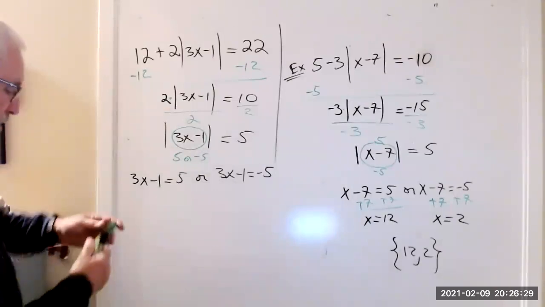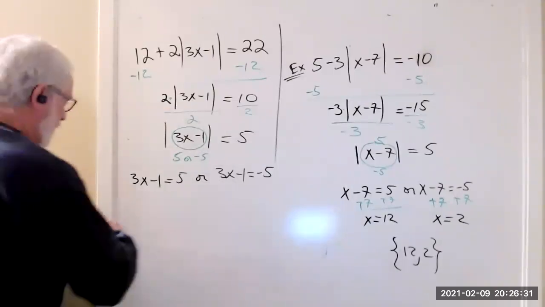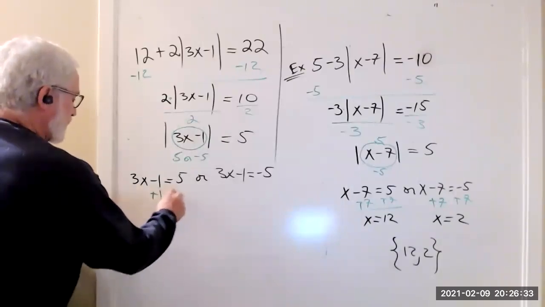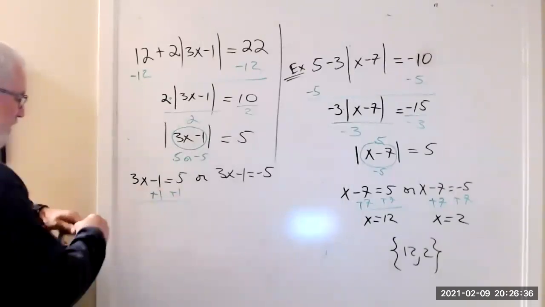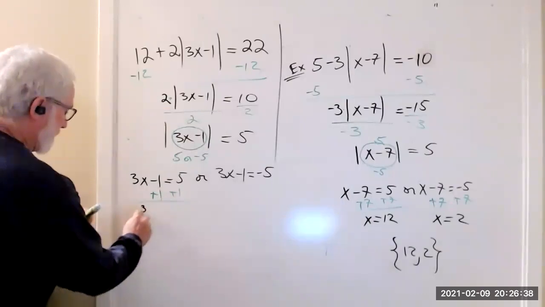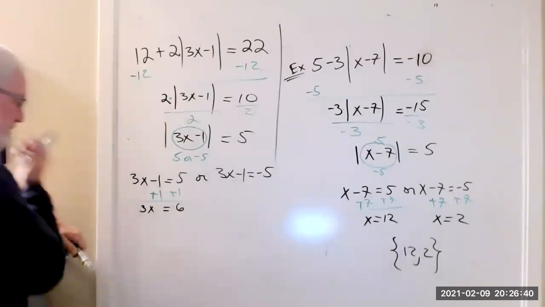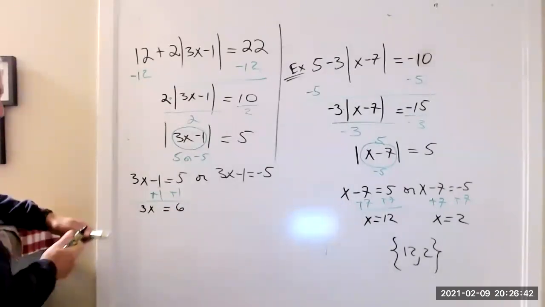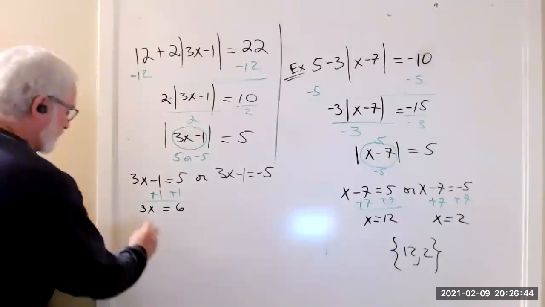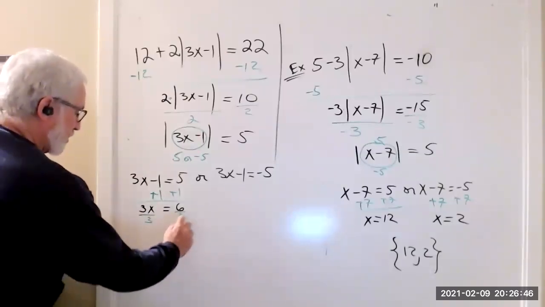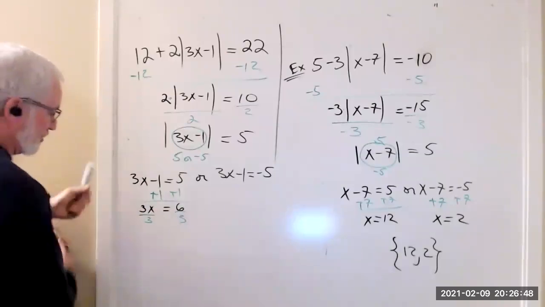Okay, so here we go. I'm going to add 1 to both sides of this problem, giving me 3x equals 6. 5 plus 1 is 6. Divide both sides by the 3, and I get x is 2.